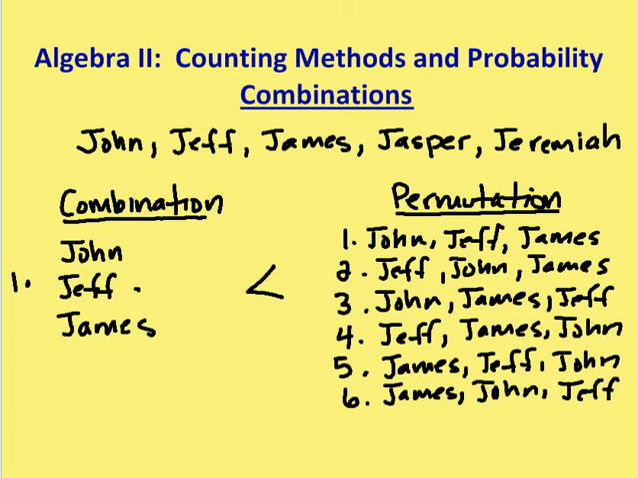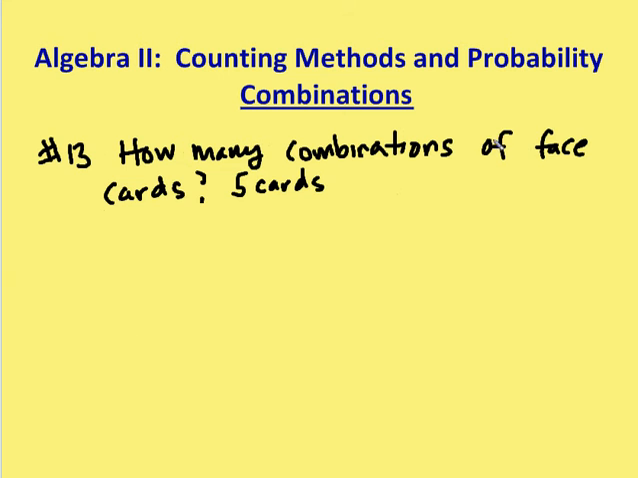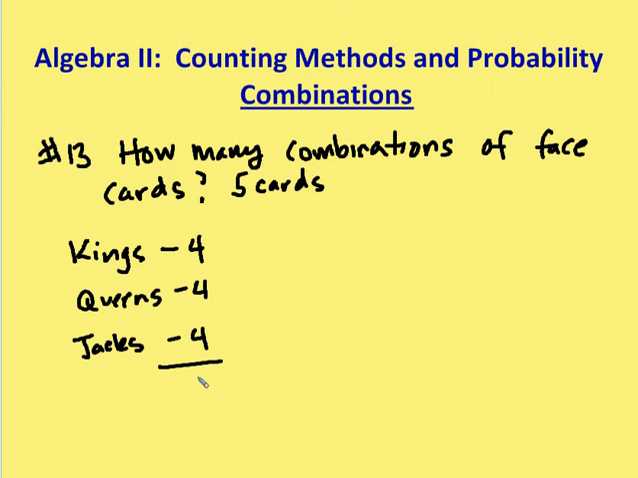So this makes sense. Now let's make things a little bit more difficult, and let's choose an example from your textbook, number 13. How many combinations of face cards can there be? Well, let's think about this. First, if I had a deck of cards and I had all day to figure out how many different combinations there were, what I would do is take out all the kings, because that's a face card, all the queens, and all the jacks, and I'd put them all together. I have 4 of each. That gives me 12 total.